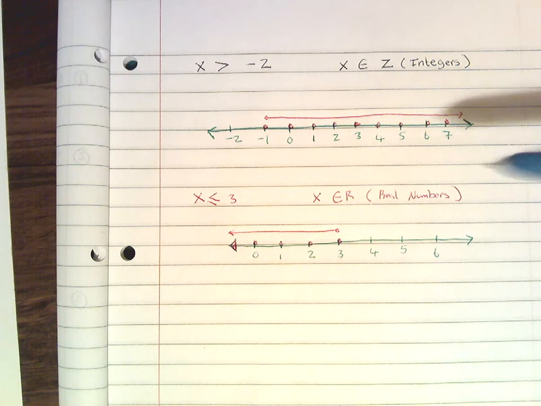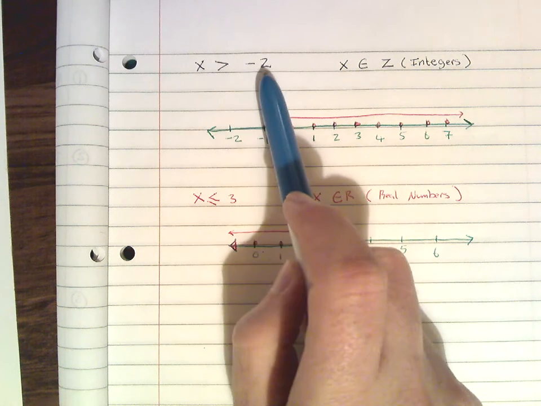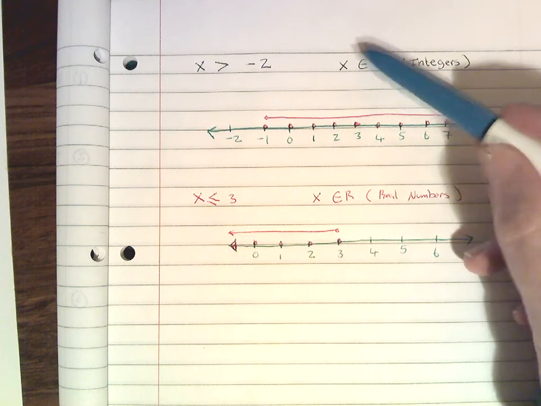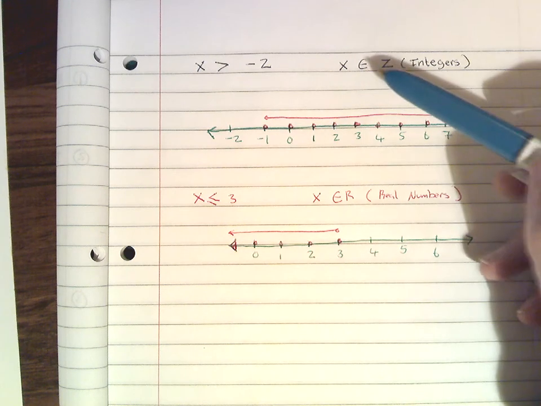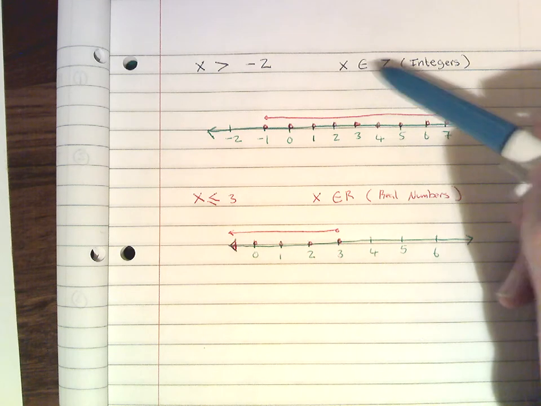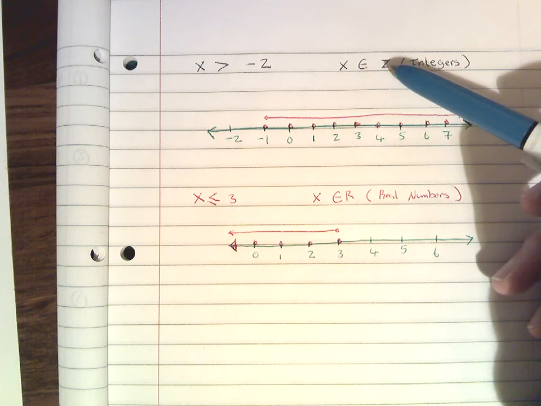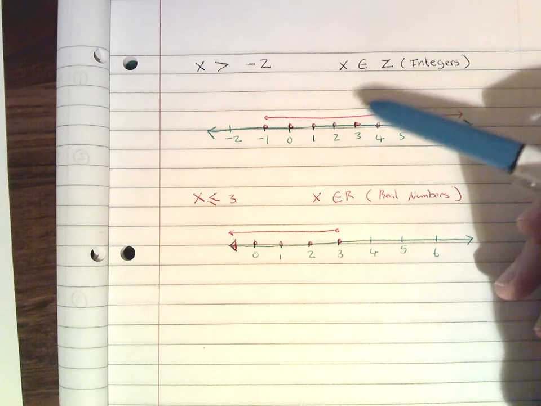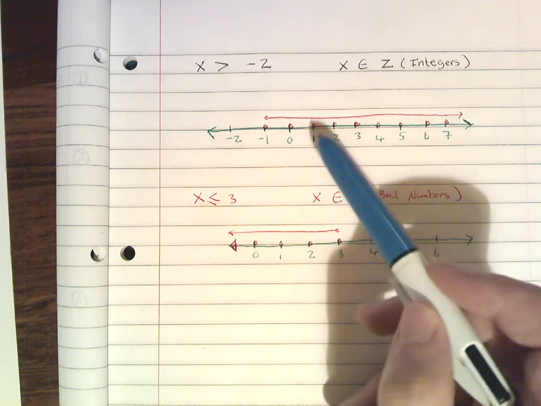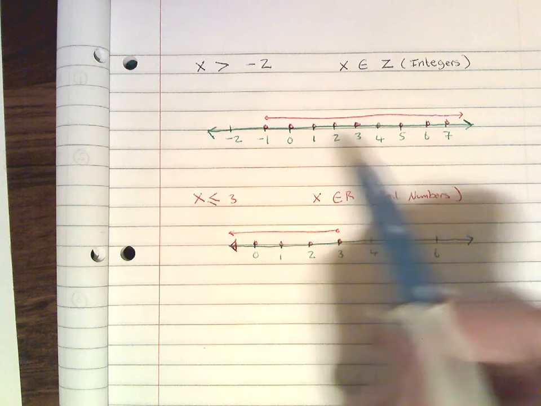Inequalities can be represented on the number line. For example, here is an inequality: x is greater than minus 2. And this here is a clause or statement that tells you more about the values for x. It tells us that x is an element of Z, which means that the values for x are all going to be integers.